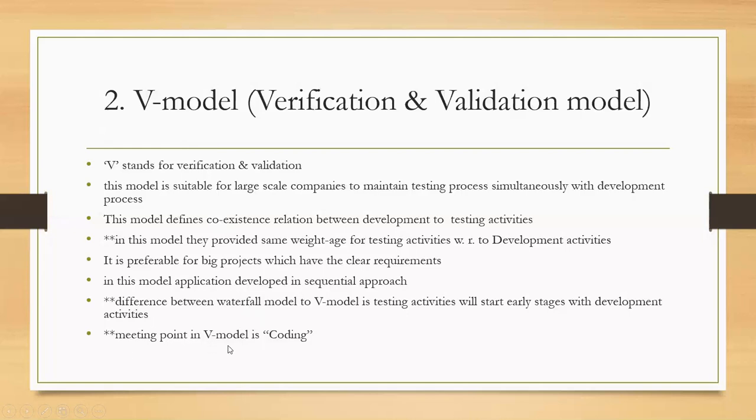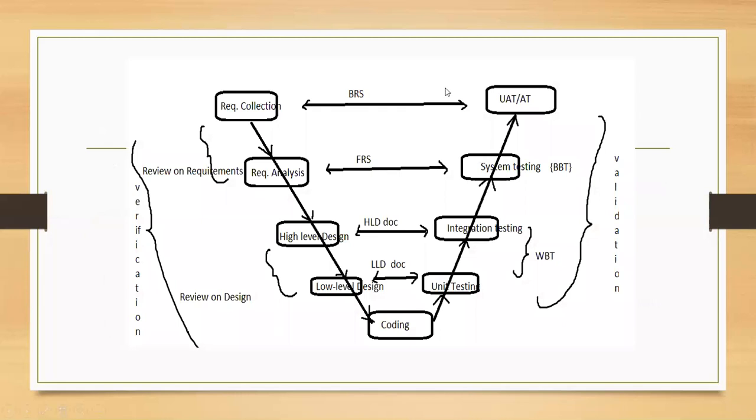The meeting point in the V model is coding. Which meeting point is it? Let us see my diagram. We'll get an idea of why the meeting point in the V model is coding. Now here it is like this. First requirements collection. After requirements collection, they go for requirements analysis. The diagram is like this: requirements collection, then requirements analysis.